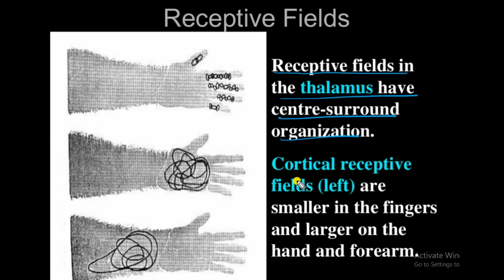Receptive fields in the thalamus have center-surround organization, and cortical fields, as you can see in the left picture, are smaller in the fingers and larger on the hand and the forearm. It is because of the size of the areas.